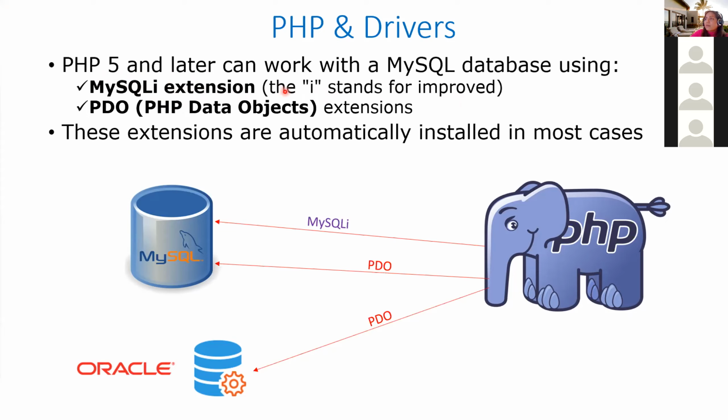You also have another extension, the name is PDO. That means PHP Data Objects. And these extensions are automatically installed in most cases. So as you can see here, PHP can connect using MySQLi to connect just to MySQL, and PDO to connect to any database. I think there are 12 different databases that you can connect with PDO.